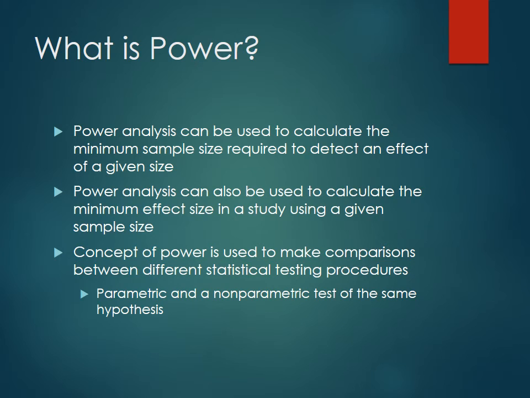So infrequently do I find that actual articles will cite their power calculations, but it's a very important thing that you want to have a good grasp of. So when you do see it, what does their power calculation actually entail, and what does that mean for you? Power analysis or power calculations can be used to figure out the minimum sample size needed to detect an effect of a given size.